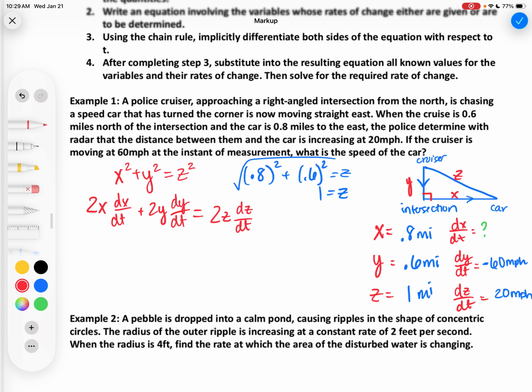At this point, you can either go ahead and plug stuff in. I usually like to solve for whatever I'm trying to get by itself first. But that's just the way that Mr. Cass ingrained it in us, that you should always solve your equation first and then plug everything in. But it's really up to you. It's not right or wrong one way or the other. So I'm going to subtract this 2y dy/dt, and then I'm going to divide by 2x. So dx/dt is equal to 2z dz/dt minus 2y dy/dt all over 2x.